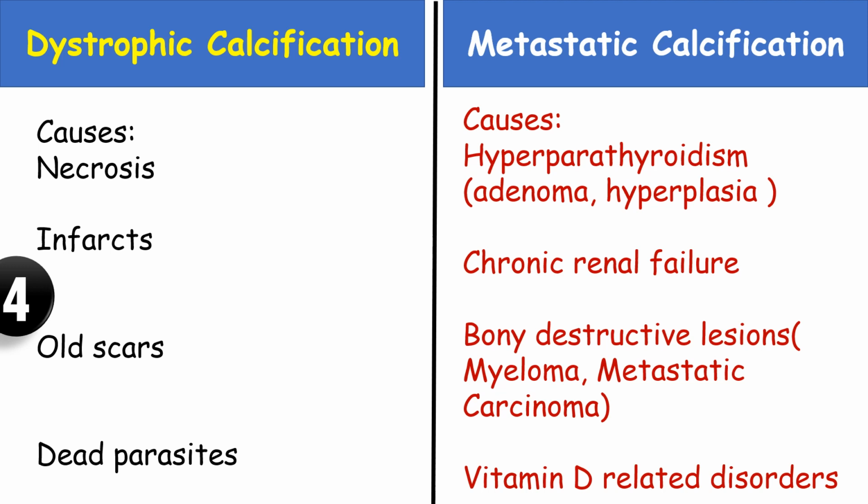While the causes of metastatic calcification are hyperparathyroidism. It could be due to adenoma or hyperplasia of the parathyroid. It could be because of chronic renal failure. It could be because of bony destructive lesions like multiple myeloma or metastatic carcinoma. Or finally, it could be vitamin D related disorders. Basically, the problems are in all those organs which control the calcium metabolism.